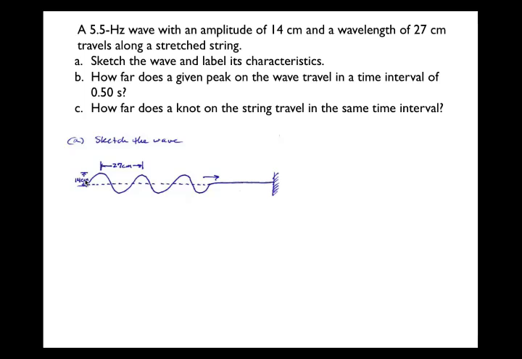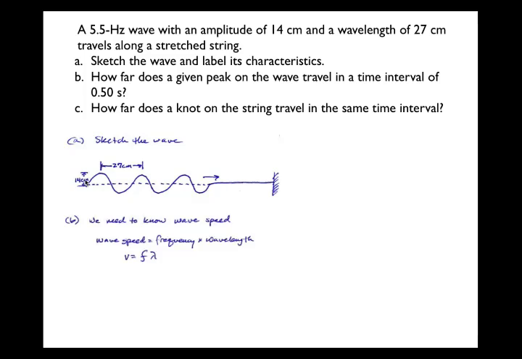But the frequency couldn't be labeled on here, nor could the period, because this is imagined to be a picture of wave displacement as a function of position. I would have to sketch a graph of wave displacement as a function of time if I wanted to label the period on that wave.